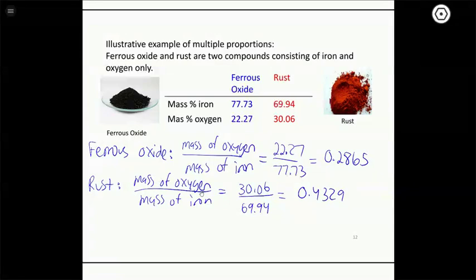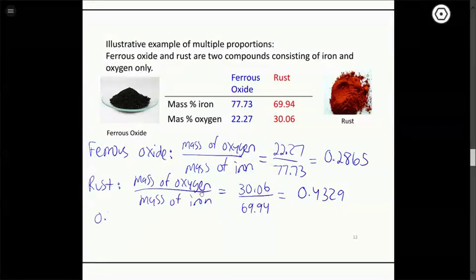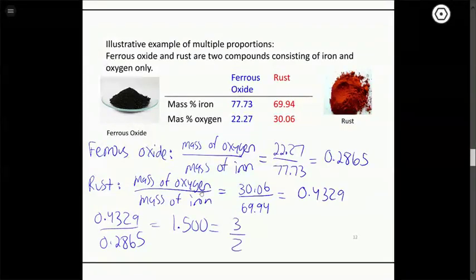Okay, so you just divide those two numbers, and that's going to normalize things and tell you how much oxygen combines with 1 gram of iron when you have iron in the denominator for both of them. And then if we take the ratio of those two ratios, we'll put the bigger number on top to make it a number greater than 1. So these are the ratios of the masses. It comes out to 1.500, which can be written as a simple whole number ratio of 3 to 2.